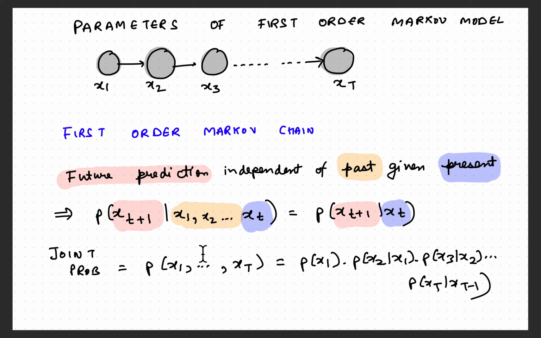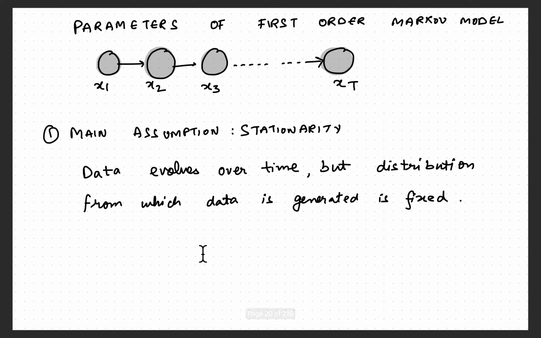Now let's try to understand what the parameters of the first order Markov chain are, or in other terms, if we have to characterize the Markov chain or the Markov model, what parameters do we need? Even before doing that, we need to very carefully note down the main assumption of stationarity, which is to say that while the data might evolve over time, the distribution from which the data is generated is fixed.